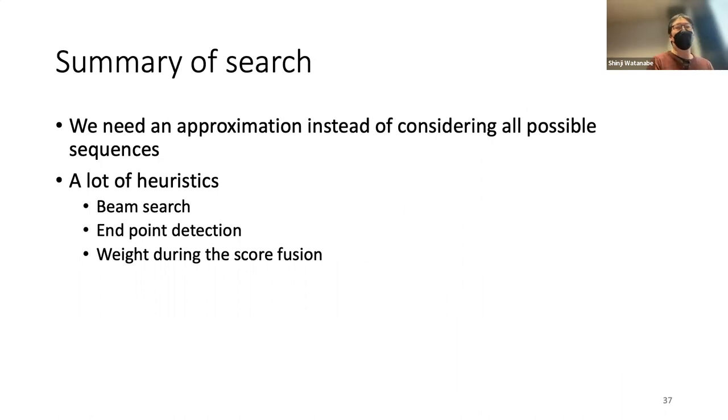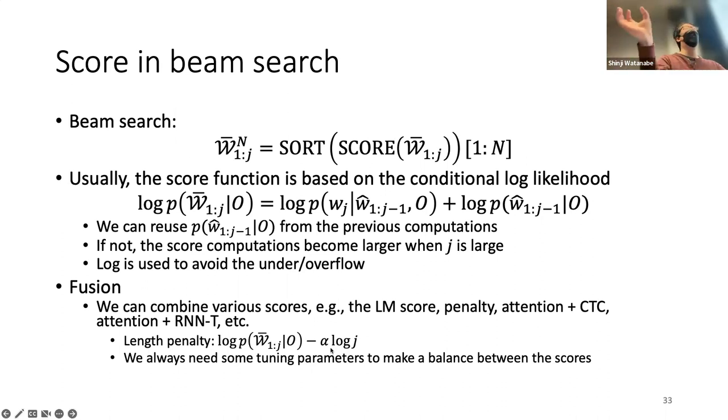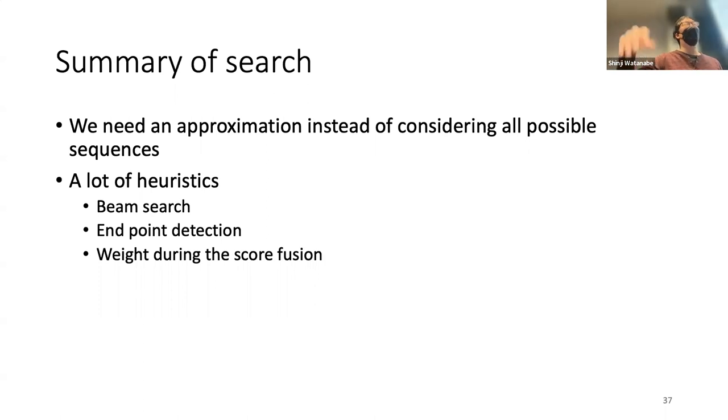Search tries to find efficient candidates by using approximation. And as you see, a lot of approximation and a lot of heuristics happen. One of them is beam search. And another is that, for example, if we combine scores, we always have to have some weight parameters. And there are several other heuristics to make beam search work. So compared with other parts such as training, beam search actually requires a lot of techniques, information, efficiency, and so on. And that's the end of today's lecture.